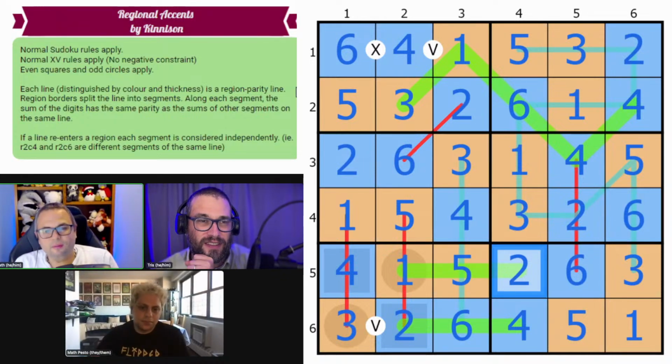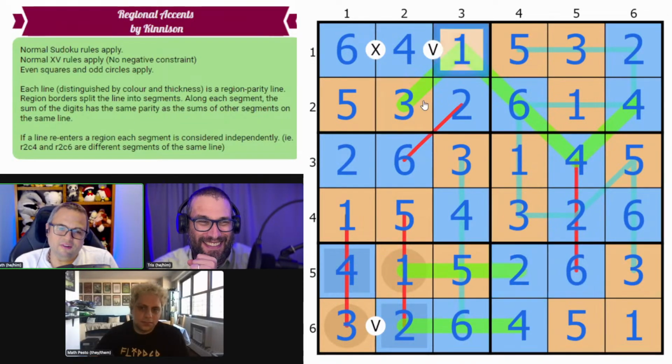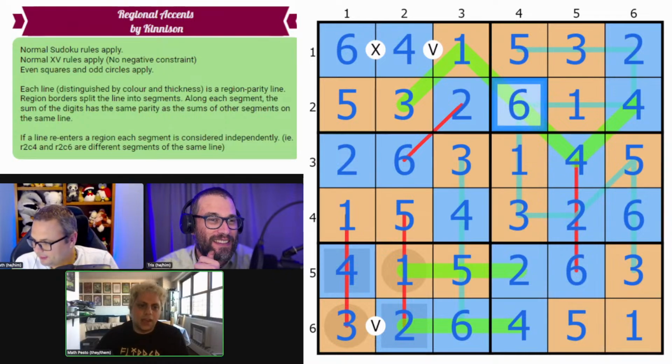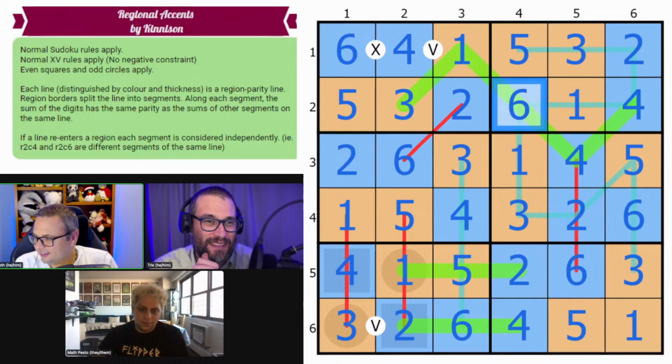What I actually thought was going to happen, when I first read the rules, I thought it was going to be all of the things in a region have to be the same parity, and then when it crosses a border, it's then the other parity. But it turned out being sort of more spicy than that at the end of the day.